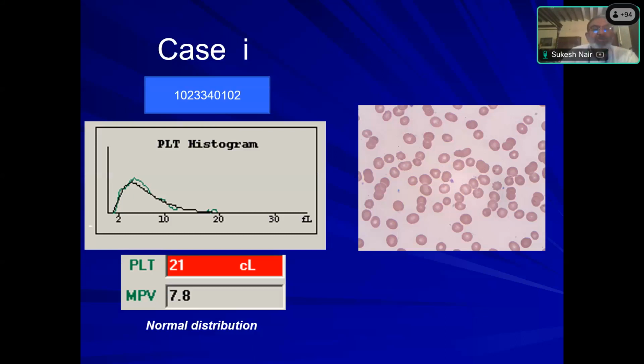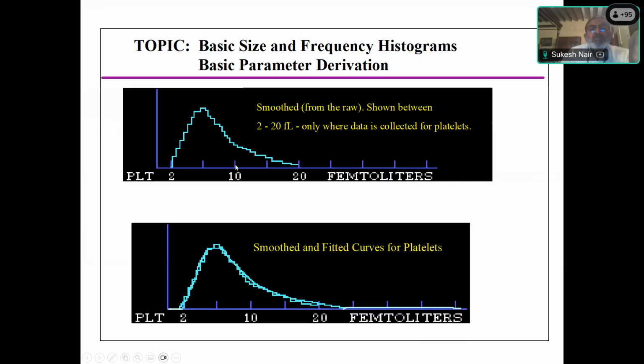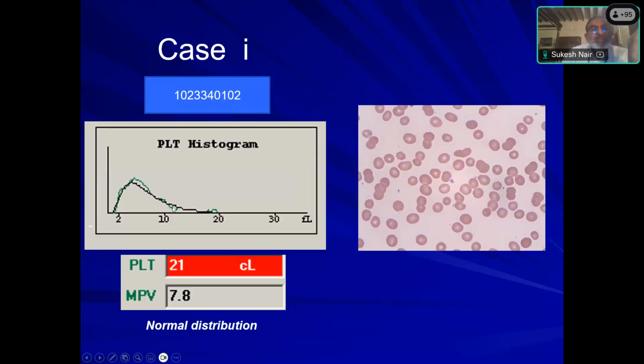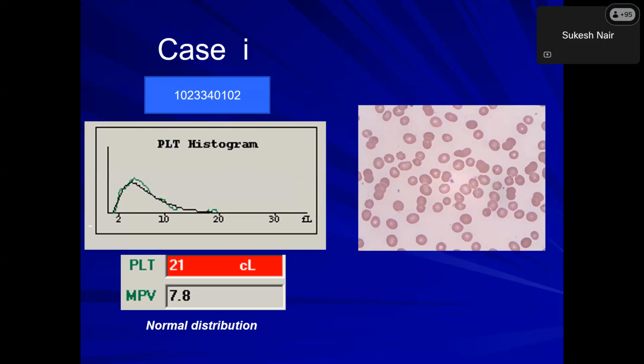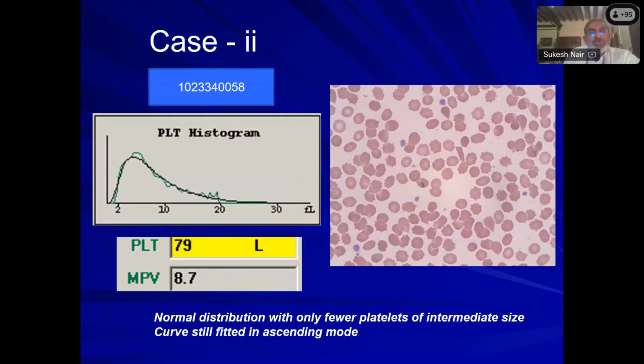Look at the distribution. Most of the platelet counts are between 2 and 10 femtoliters. Hardly any platelets between 10 to 20 femtoliters. So you can see here, most of the events are less than 10. Here, of course, you can see that there are few events that are happening. Events between 10 and 20 are increased, and there are more events happening after 20. This is because of a few large platelets in the smear. So this platelet count was not 79,000, but slightly higher than 79,000.